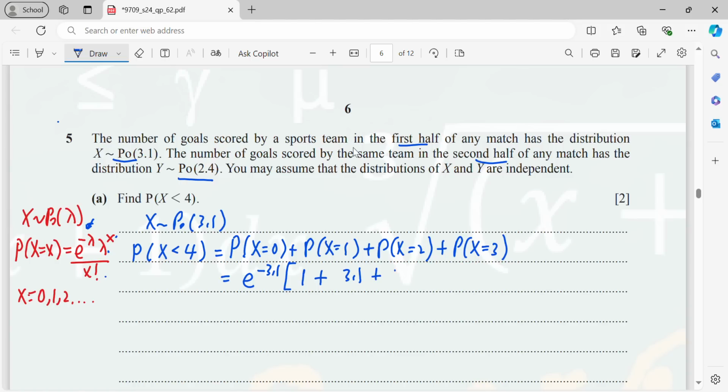Then when x goes to 2, I get 3.1 squared over 2 factorial plus 3.1 to the degree 3 over 3 factorial. That means now here I will get the value of 0.62484. Now if I round up to 3 significant figures, I look at the 8, so it will be 0.625.